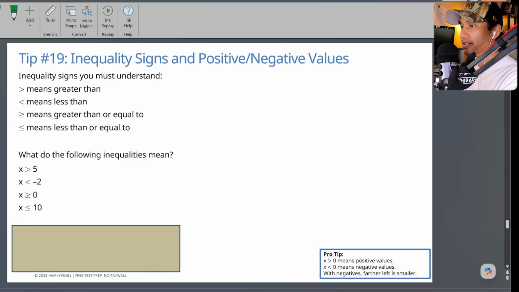So let's go ahead and answer these questions. What do the following inequalities mean? X, okay, so we're talking about values that are greater than 5, right?